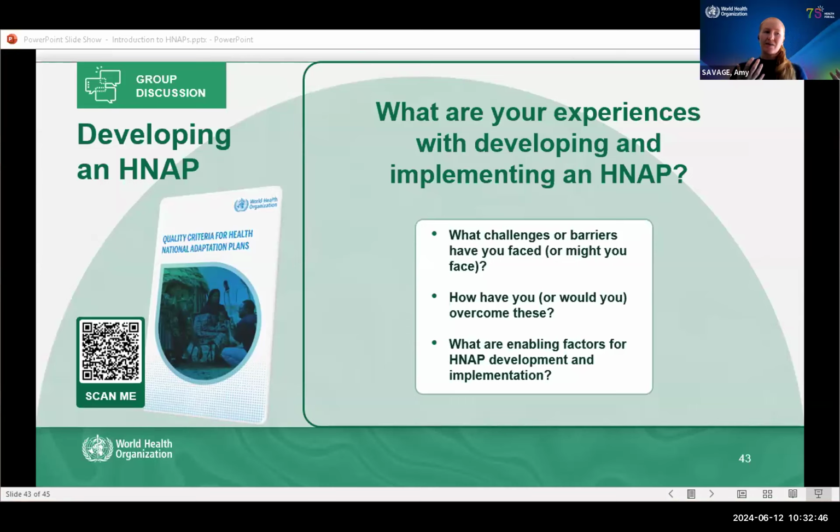And if you haven't been involved in a health national adaptation plan process, or you're just embarking on one, what are some of the challenges or barriers that you think you might face? How have you or would you overcome these? And what do you think are some of the critical factors that enable or drive forward the development of a health national adaptation plan, and particularly its implementation? So we'll be discussing all these questions. We'll use Jamboard, but we'll have a facilitator in each room and they'll be able to explain those technical details. So back to you, Kristiina, on how the breakout rooms will work.